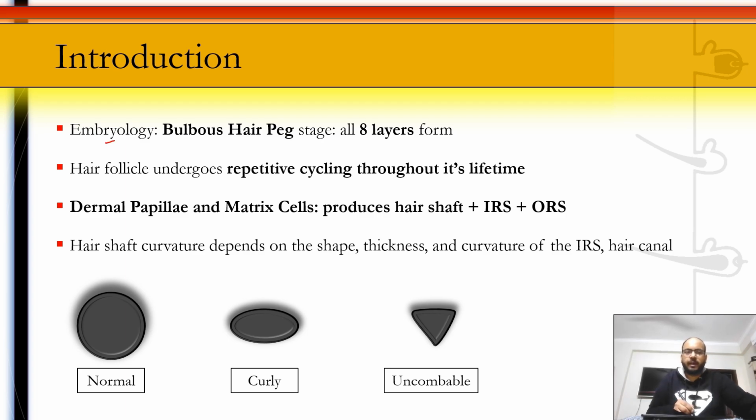Now we know from embryology, about 2 weeks back when we discussed embryology of the skin, that at the bulbous hair peg stage, all 8 layers of the hair follicle and the pilosebaceous unit have formed. The hair follicle undergoes repeated cycling throughout its lifetime, and this repeated cycling of growth, then involution, and then getting ready to enter into the anagen phase is known as the hair cycle.